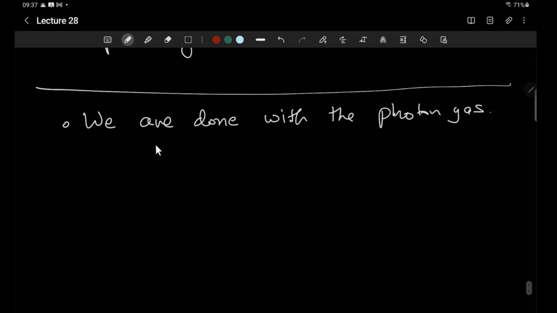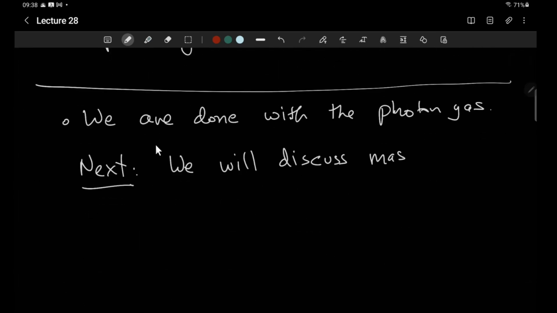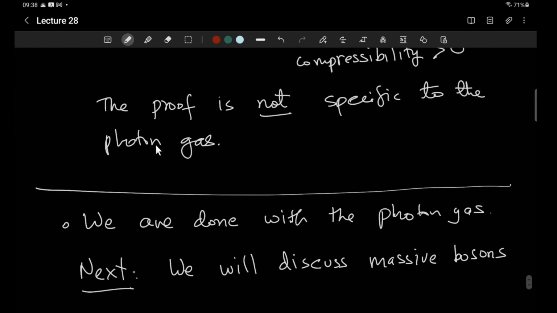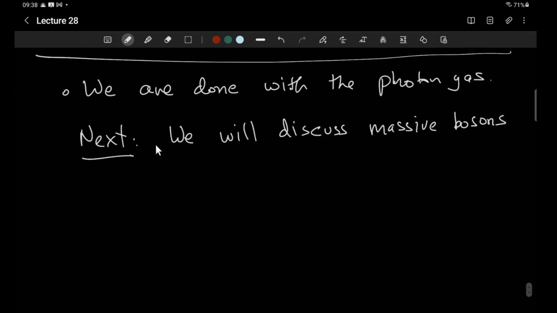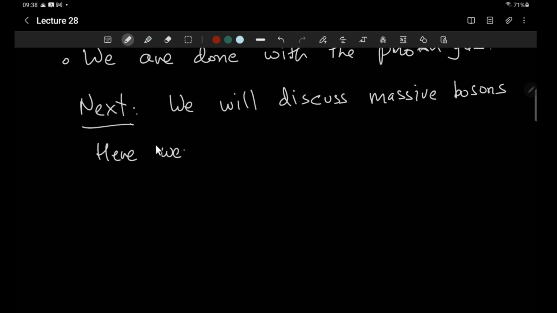Okay, so next on the agenda, we will discuss massive bosons. We just saw two examples of massless bosons, one of which was phonons, and I wrote phonon here, or photon. So we did phonons and photons, and now we will discuss massive bosons. And here we see something very interesting happen.